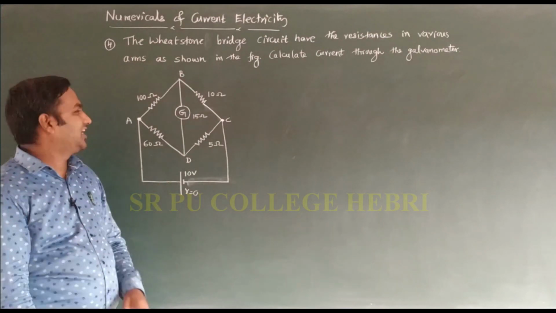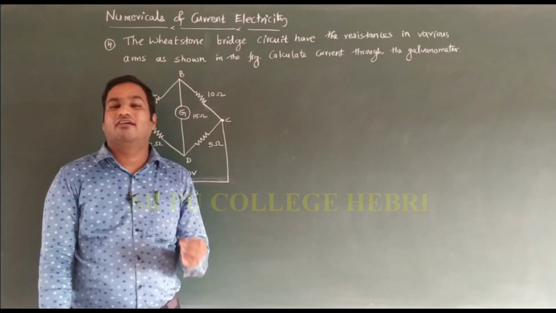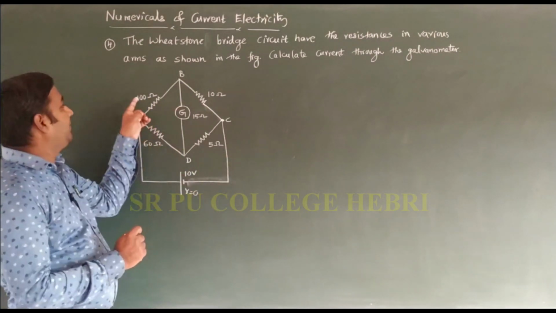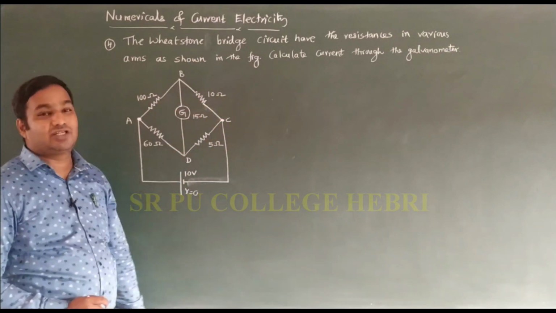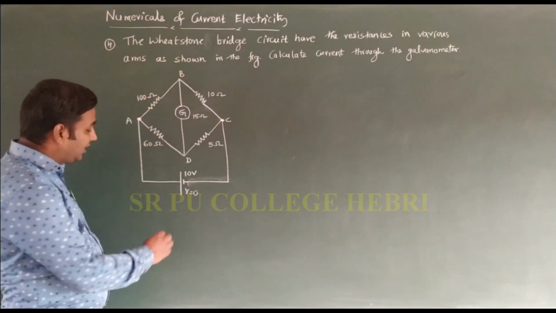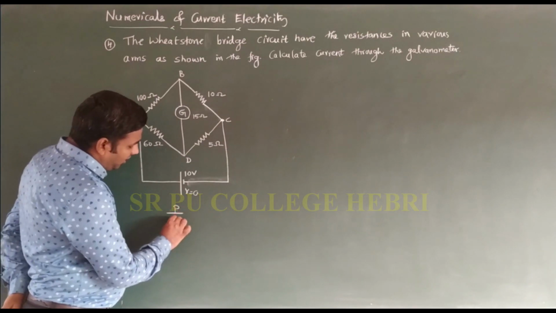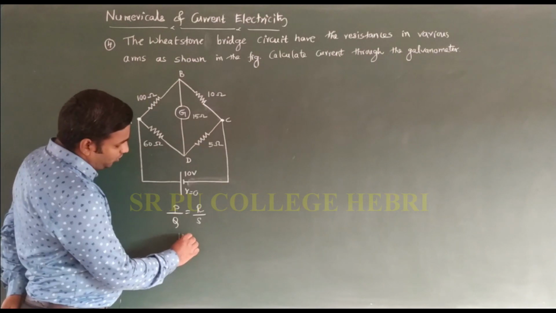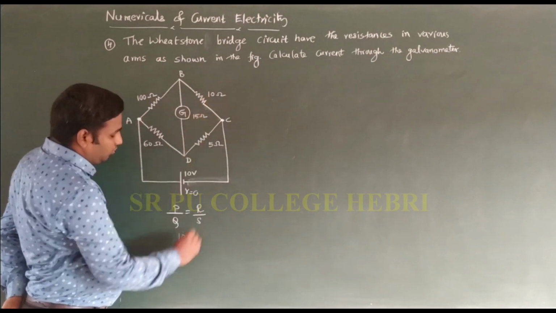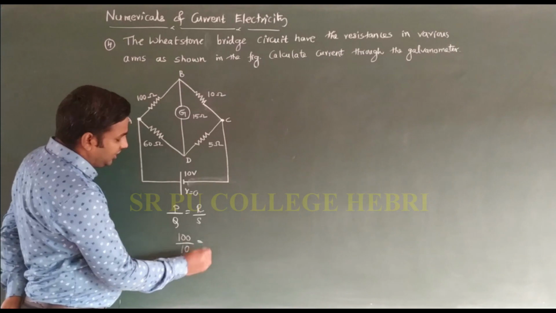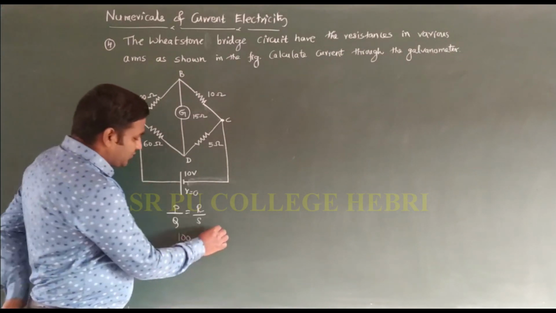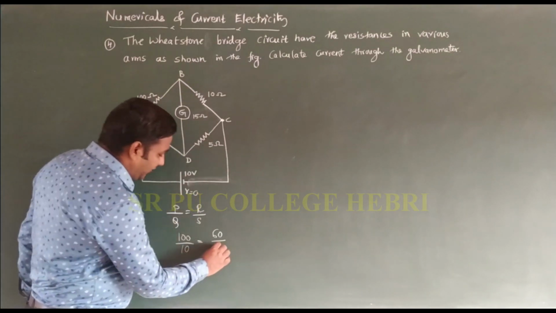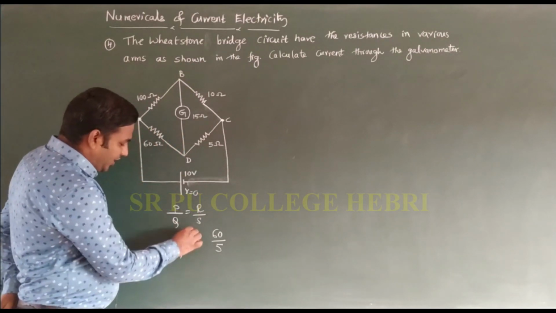If it is balanced, as you learned in theory, the current flowing through the galvanometer will become 0. Here P is equal to 100, Q is equal to 10. The condition is P divided by Q is equal to R divided by S, where P is equal to 100, Q is equal to 10, R is equal to 60, and S is equal to 5.